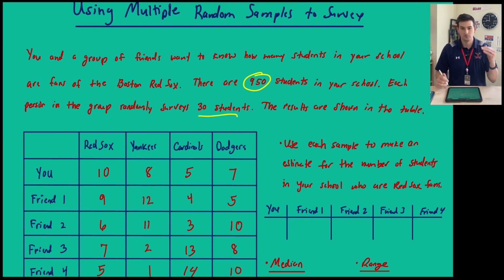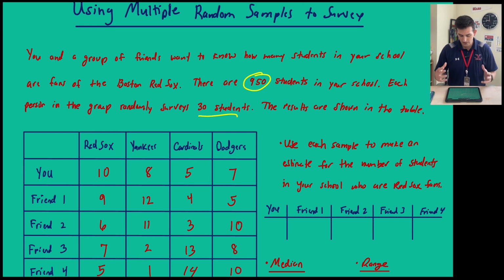So we got 5 rows here. We have yourself, we have 4 friends, so 5 people total. We're randomly surveying 30 students, and we've been given 4 results. So we've got Red Sox, Yankees, Cardinals, and Dodgers. Those are the 4 results that we got. So for your survey, 10 of the 30 people said they were Red Sox fans, 8 said they were Yankees fans, 5 said they were Cardinals fans, and 7 said they were Dodgers fans. So we can see the results of the other 4 friends as well. So that's how we can read the table.